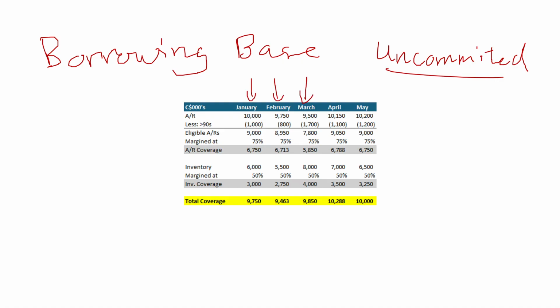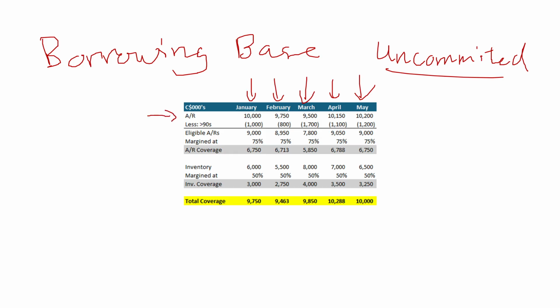They just break them out into January, February, March, April, May. They just break them out into different months, but the subject matter on each column is the same. Okay, so let's start with the top. You have the accounts receivable.